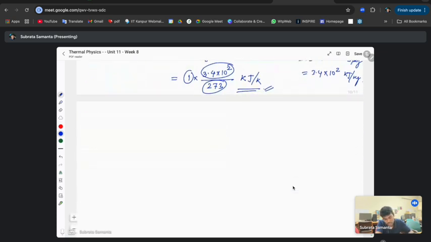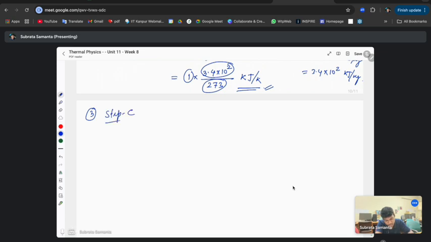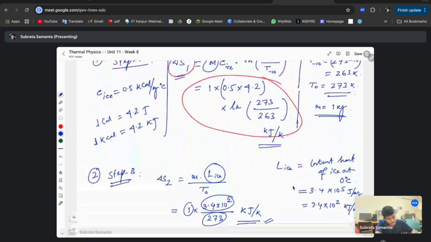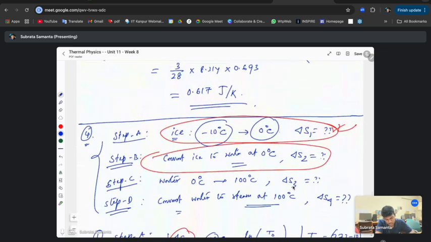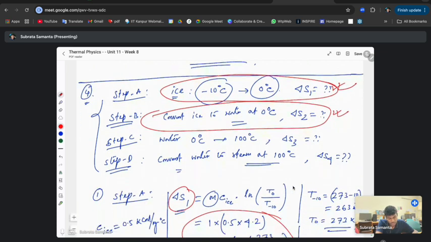So now I am going to step 3, step C. So far, any question? This one is also calculated. In step C, we have to calculate the change in entropy when the water changes from 0 degree centigrade to 100 degree centigrade.